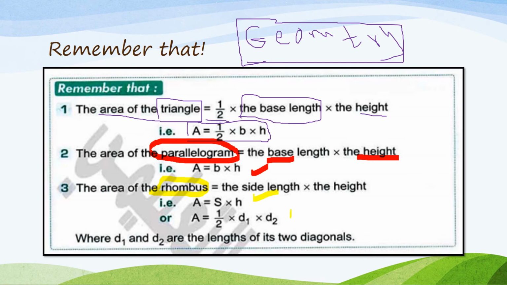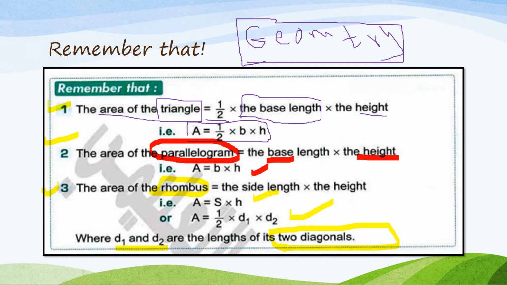Okay, let me change that color again. And the area of the rhombus is a little bit tricky. It's the side length times the side length because it has two formulas. One is the side length times the height, and the other is half times diagonal number 1 times diagonal number 2. You might not have studied the diagonals before, but it's not a problem. It's not very common. D1 and D2 are the lengths of the two diagonals.